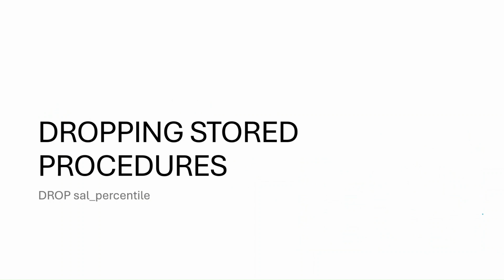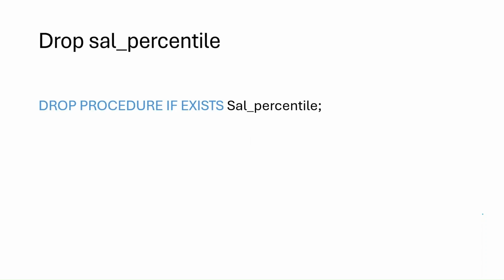Okay, so we've created our stored procedure, we've called it and stored the results in a session variable. Now let us go ahead and delete our stored procedure, which is very simple. We are just going to drop sal_percentile. Dropping is again very easy, just like dropping a database or a table or any database object. You simply write drop procedure. It's a good practice to write if exists, so that we don't throw any errors if it doesn't exist. So drop procedure if exists sal_percentile. This is the simple statement we are going to use to drop the stored procedure we've just created.